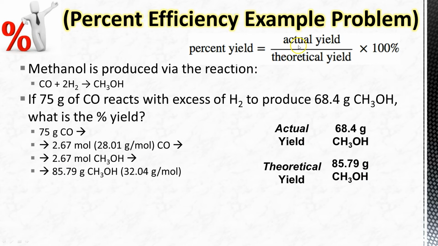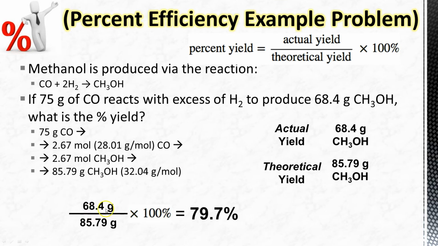Remember, to calculate, actual divided by theoretical times 100. So I'm going to do 68.4 divided by 85.79 times 100% is going to give me 79.7% efficiency. I obviously am a better chemist here than I was at making hot dogs, because here I got almost 80% of what I could have out of my reaction. So start with what I actually did make and divide that by what I could have made using this calculation right there.